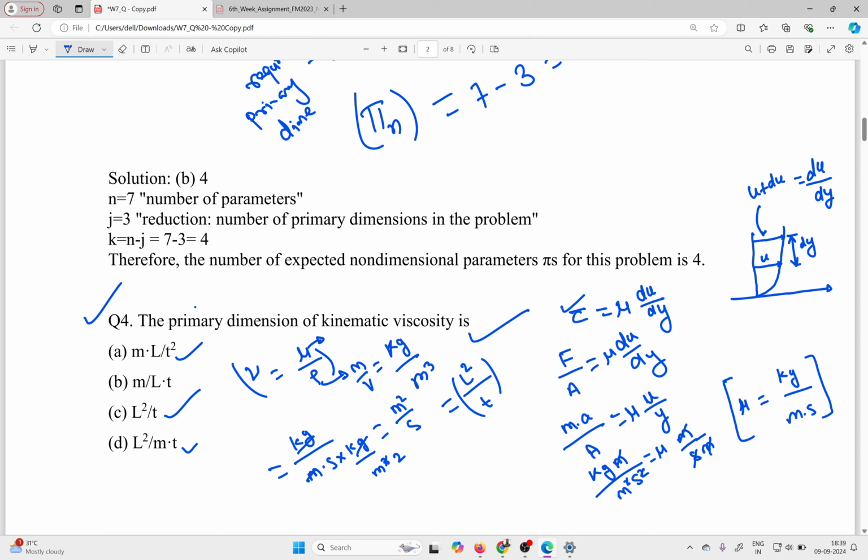Remember please. How you quantify and calculate, I have discussed. So please go through the videos. Now moving ahead with the next question. Option C will be correct for this question. Question number 4.